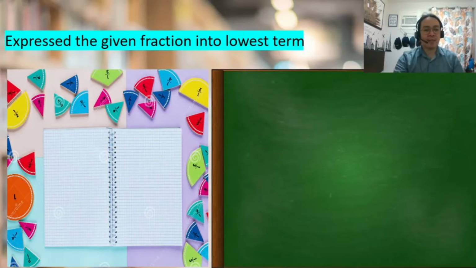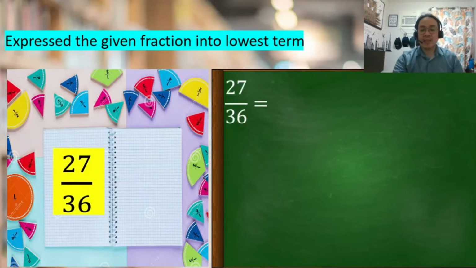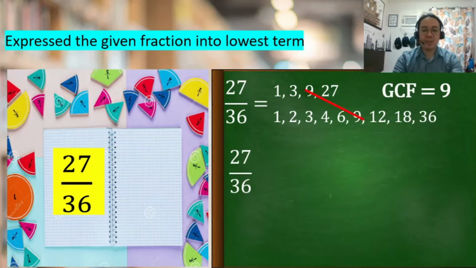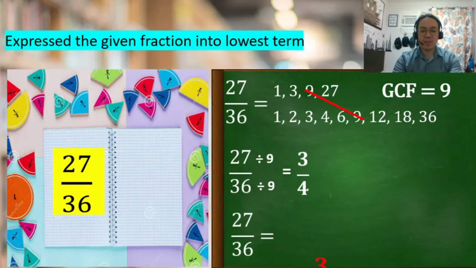Okay, let's have another example. 27/36. First, get the greatest common factor. The factors of 27 are 1, 3, 9, and 27. The factors of 36 are 1, 2, 3, 4, 6, 9, 12, 18, and 36. So, the GCF, or greatest common factor, is 9. Next step, divide the numerator and the denominator by the GCF. So, 27 divided by 9 is 3. 36 divided by 9 is 4. Therefore, the lowest term of 27/36 is 3/4.